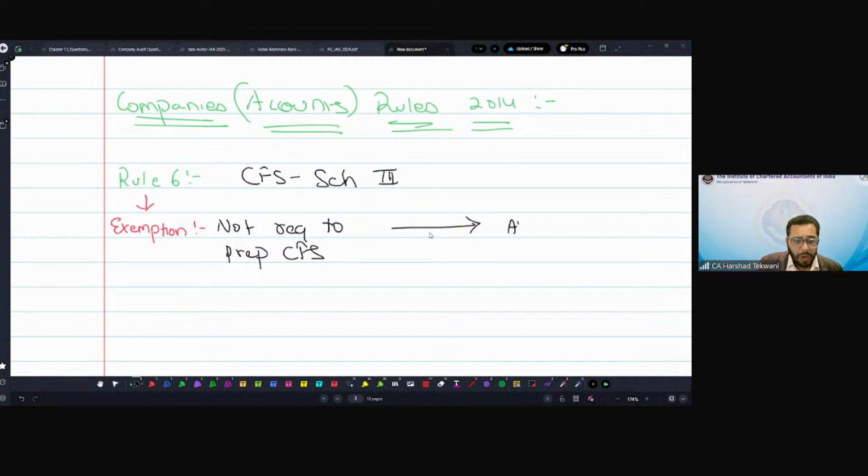So the first condition is that all members are intimated.